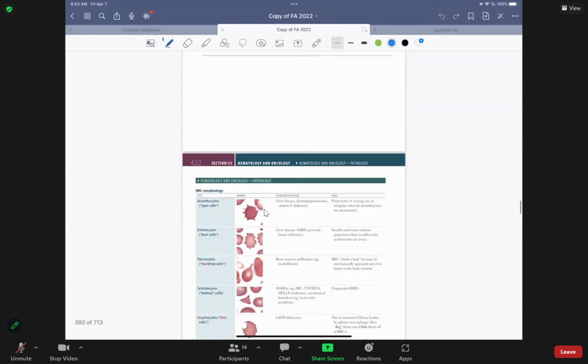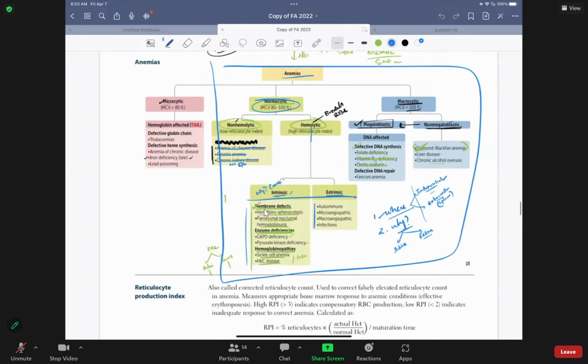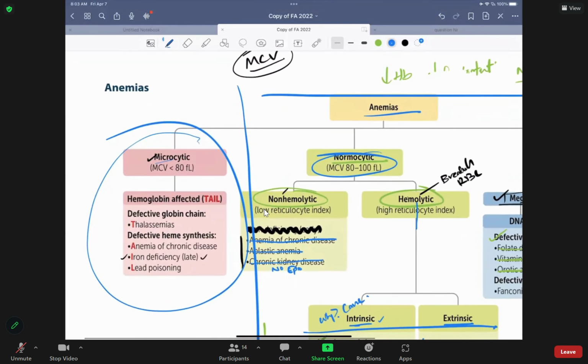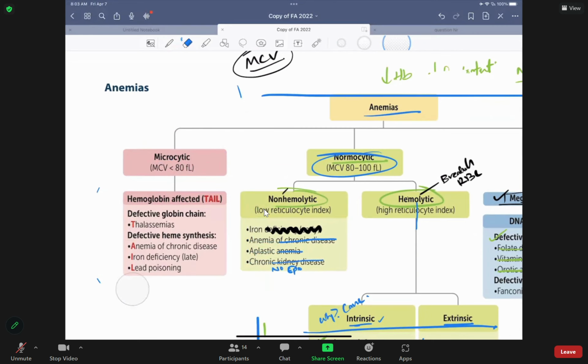Now, where is the chart? So we finished all of them, but let's go for microcytic anemia, folks. Okay, next, microcytic, that's the last one. Look at this, it's beautifully done here. It will be very easy. Let's clean this up a little bit.